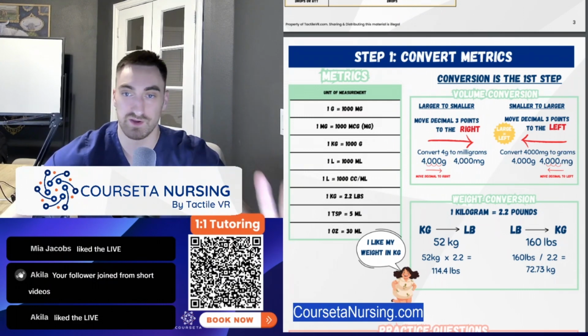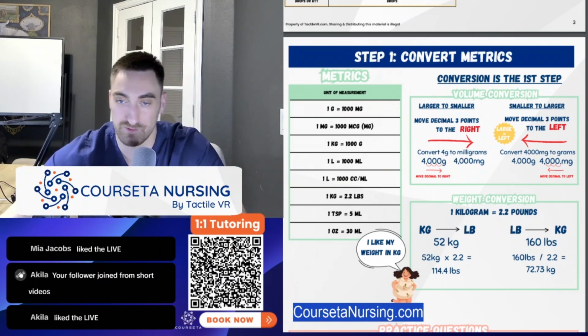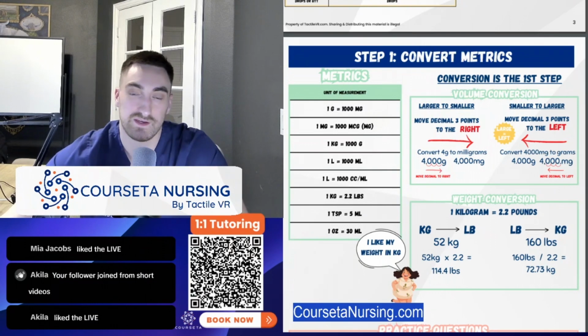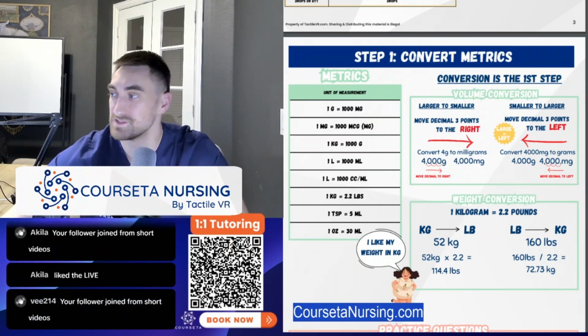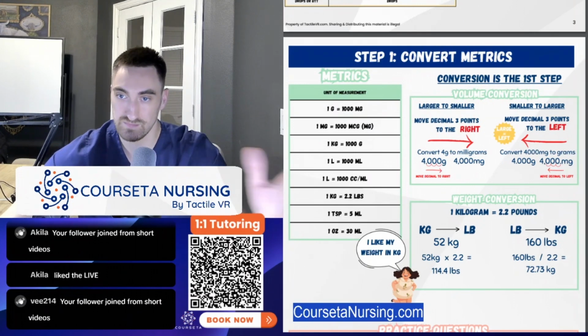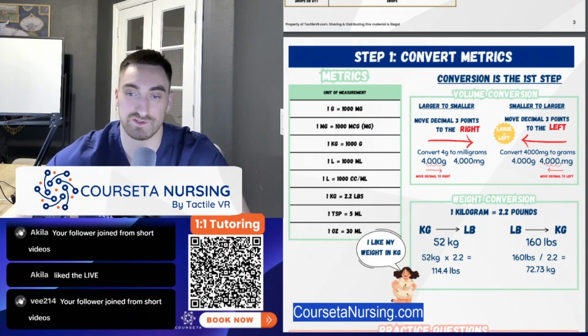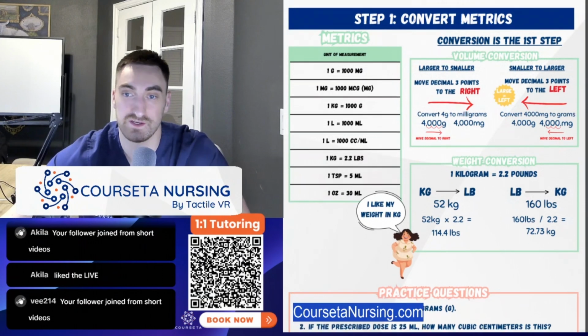So you need to do volume conversion. Sometimes, of course, they'll do mLs to liters. Of course, what you see here, milligrams to grams or micrograms to milligrams. So all that good stuff. So you just need to know how to do volume conversion for lots and lots of different questions on the dosage calculation. And then weight conversion.